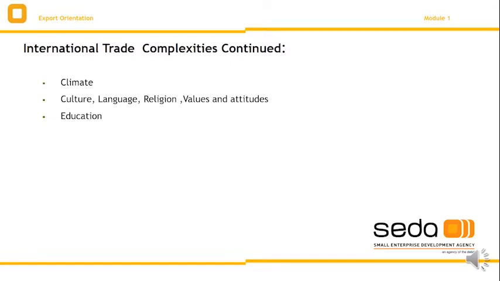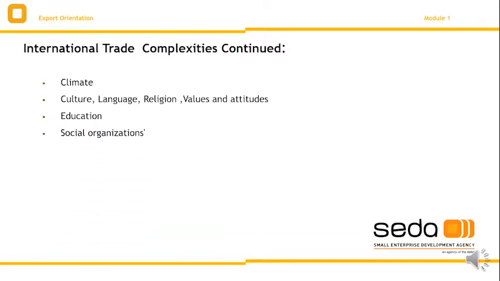Education is also another factor that you need to consider. Remember that the level of education will differ across countries. So when it comes to labeling your product or your service, be mindful of how you label it in terms of the level of education. Can people read and write? What are the levels of literacy amongst the population in the country that you're exporting to? So be mindful of the level of education.